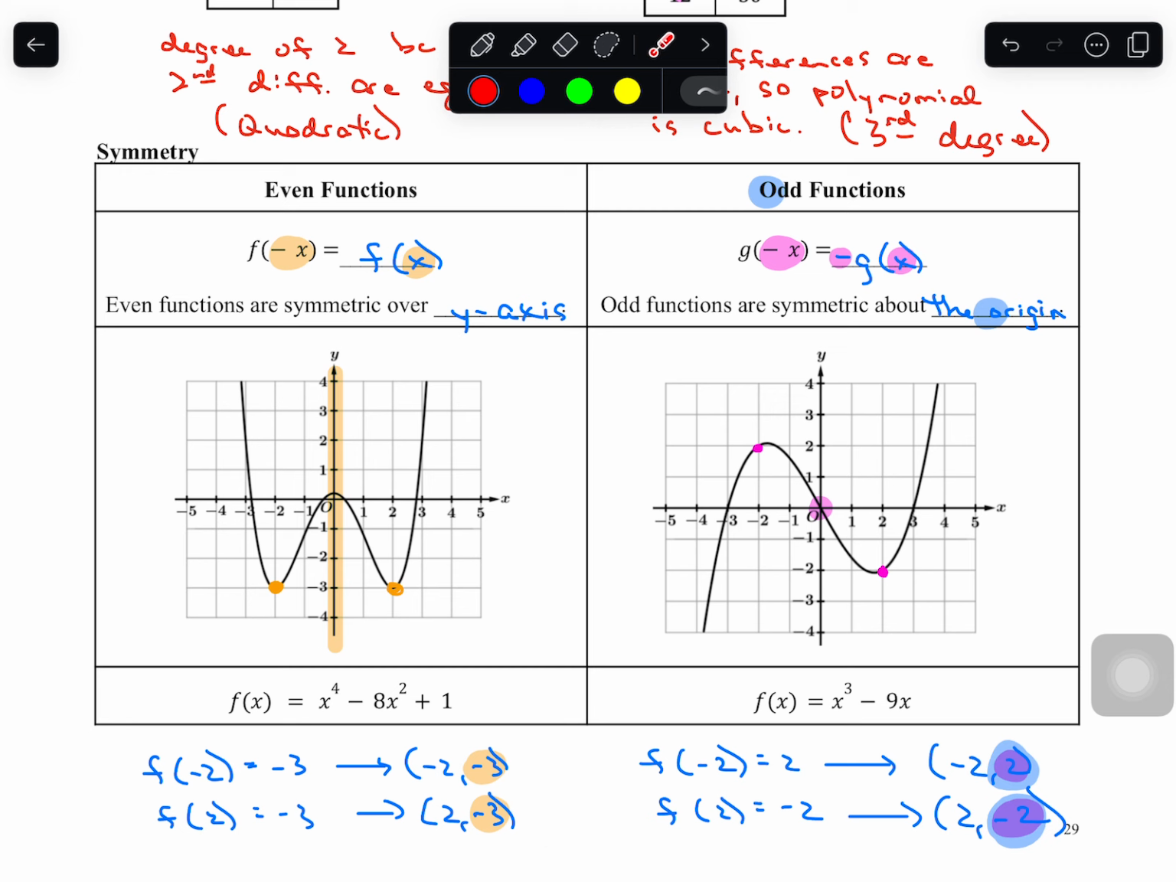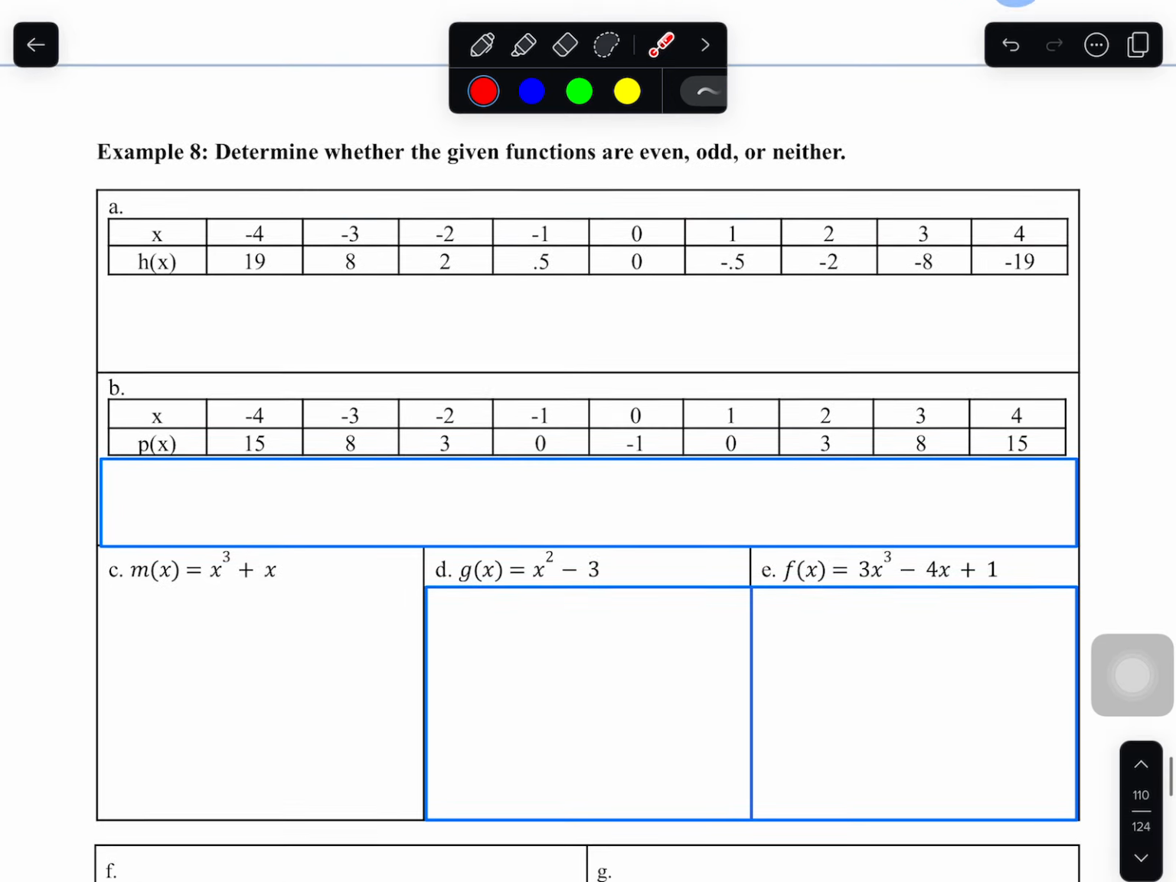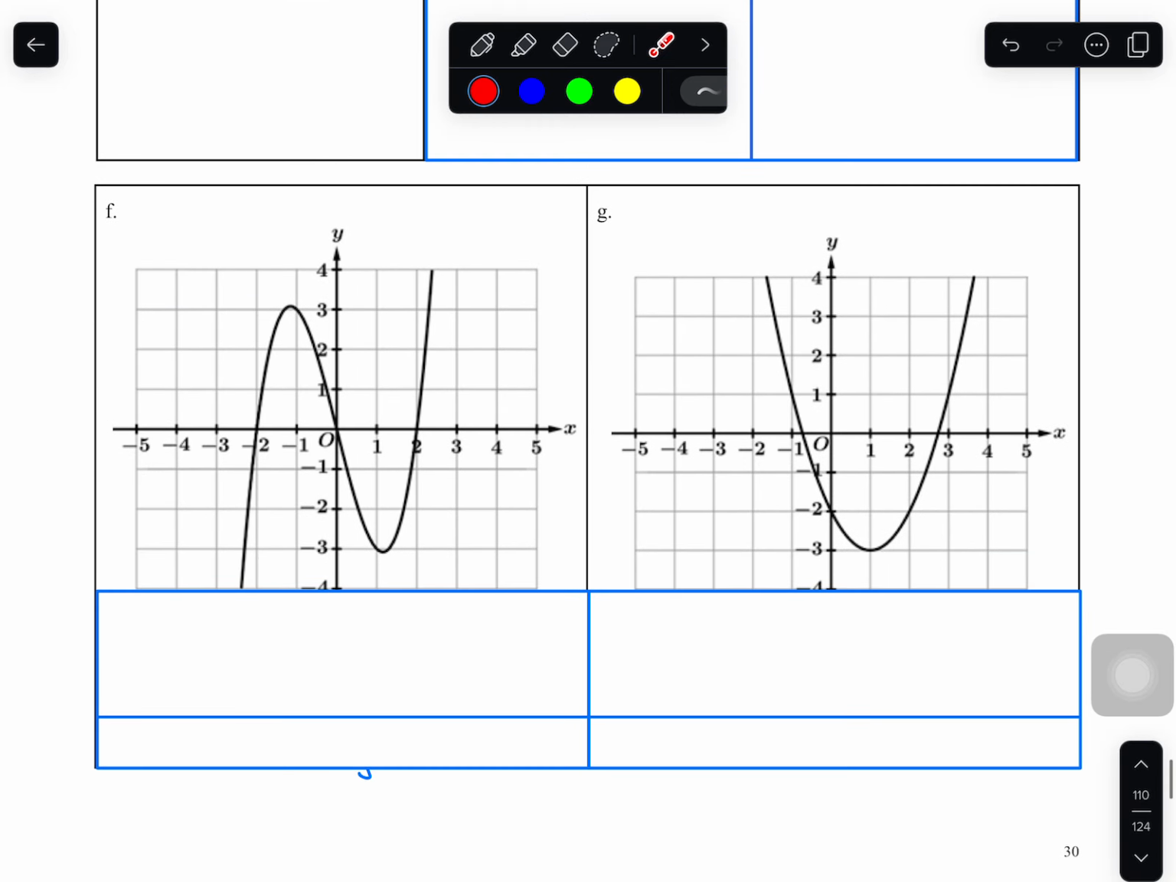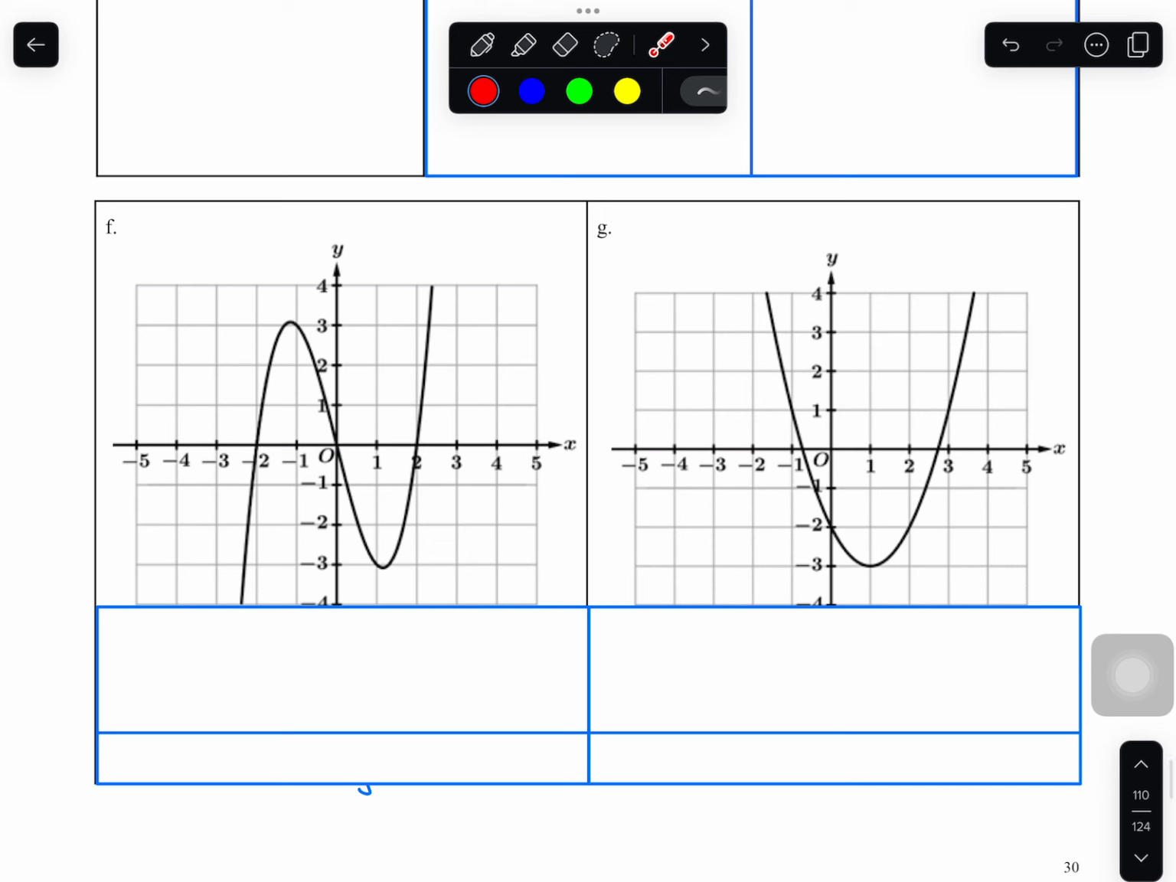So let's go ahead and go through some examples. I'm going to skip the first couple, and we're going to go to the graphs, since we really focused on those graphs and the definitions. So press pause, try F out. Look at that one and decide if you think this is an even function, an odd function, or neither, and then be able to say why. When you think you've got it, press play.